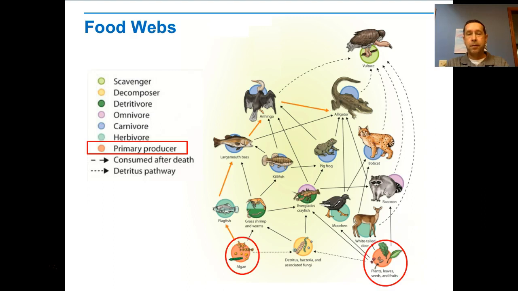It all starts with your producers, algae and your plants and things like that. You have your things that eat your producers, the herbivores. You have your various carnivores, which eat the primary consumers and secondary consumers. And then you have your scavengers like the vulture. You have your decomposers and detritivores, the bacteria and fungi and things that break things down after things have died.